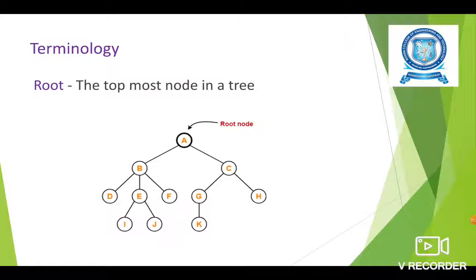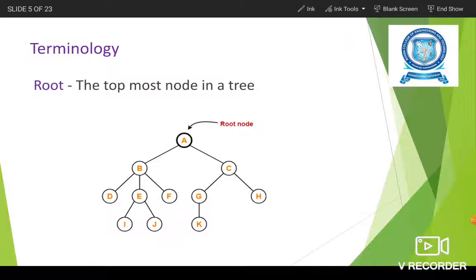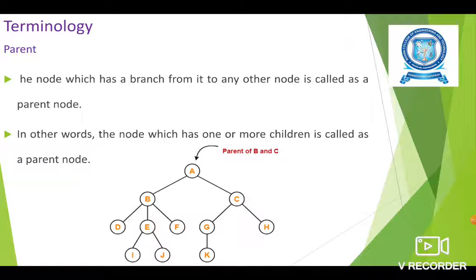What are the basic terms in tree ADT? First, what is called the root? It is the topmost node in the tree. So we have the tree. Could you please tell me which node is the topmost node? Yes, it is very right. It is A. So A is the root node.